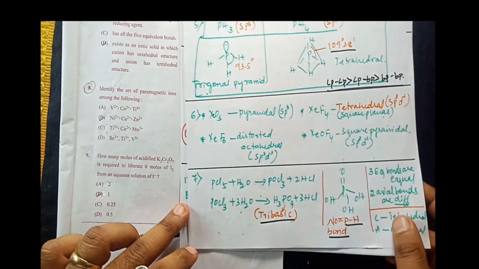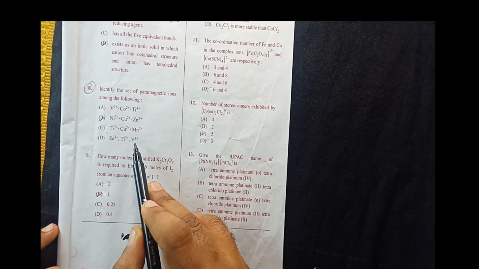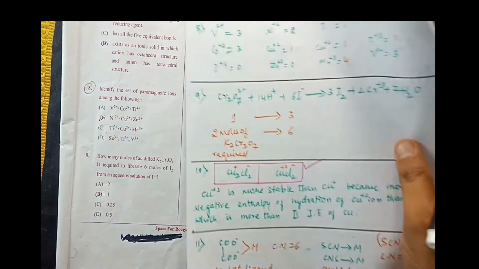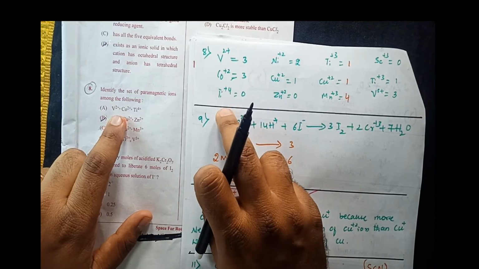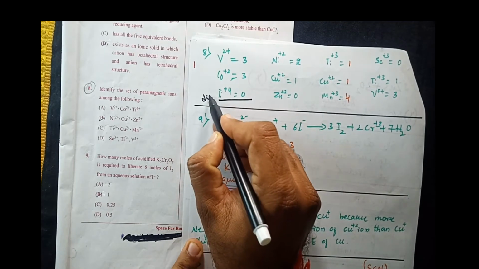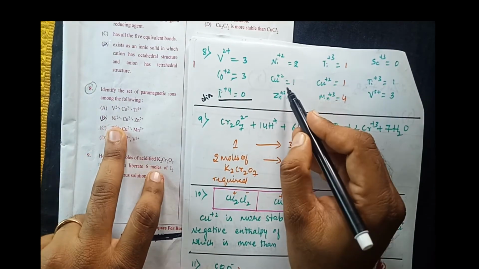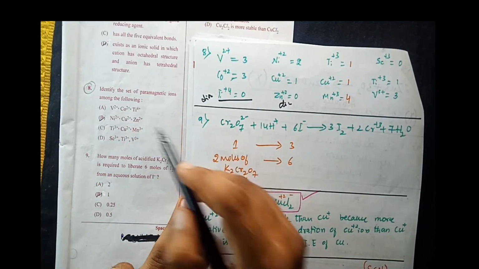Identify the set of paramagnetic ions among the following: V2+, Co2+, Ti4+. Second option is Ni2+, Cu2+, Zn2+. Third: Ti3+, Cu2+, Mn3+. Fourth: Sc3+, Ti3+, V3+. Paramagnetic nature means any ions which contain unpaired electrons. Look here, V2+ contains 3 unpaired electrons, Co2+ contains 3 unpaired electrons, Ti4+ contains 0, so this is diamagnetic. Ni2+ contains 2, Cu2+ 1, Zn2+ 0. This is also diamagnetic. Options first and second are wrong.